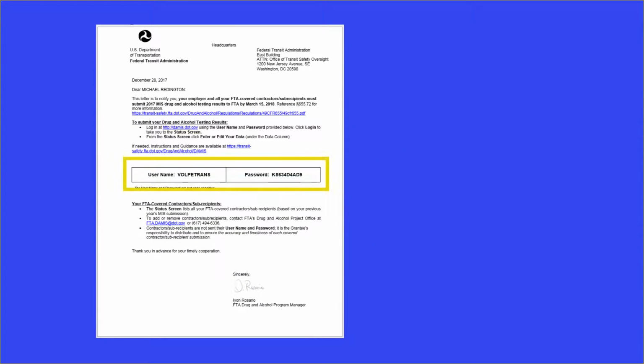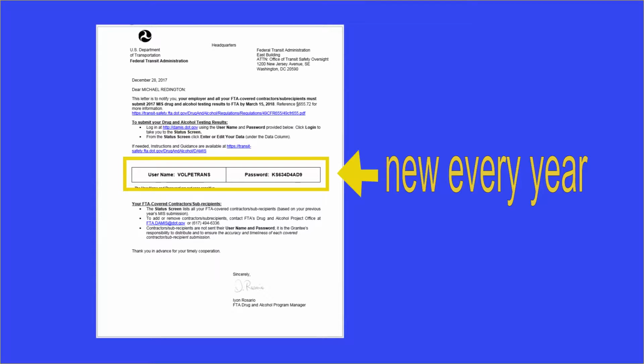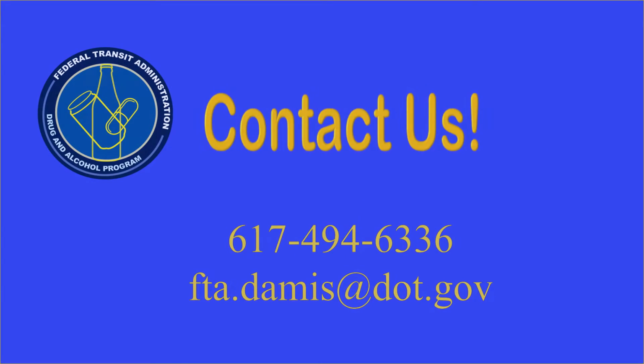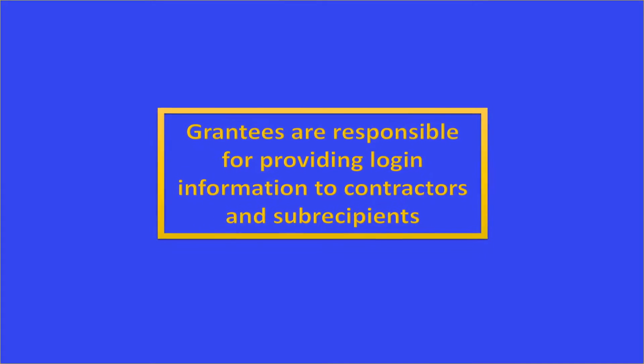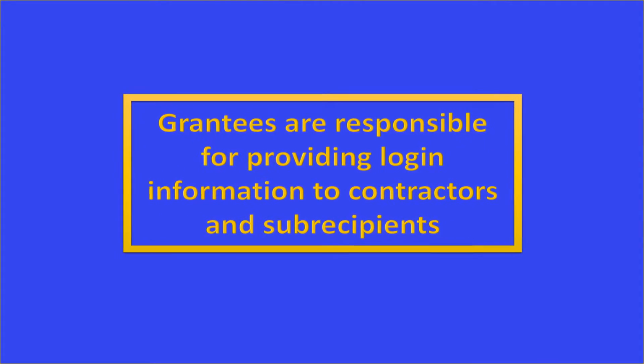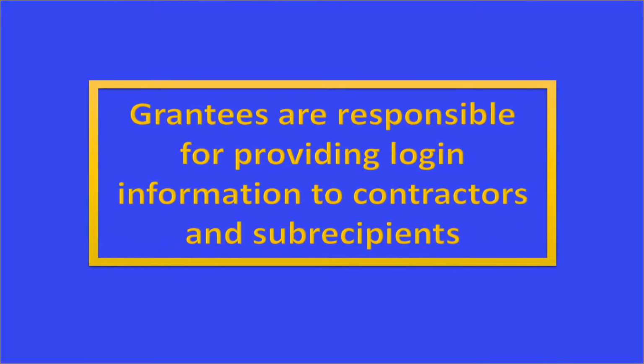This letter contains the username and password that you will use to log into the online reporting system. You must use this new login information to access the website. If you did not receive this letter, please contact the FTA Drug and Alcohol Project Office. If you are a subrecipient or a contractor to a direct grantee, your state DOT or grantee will provide you with your username and password.